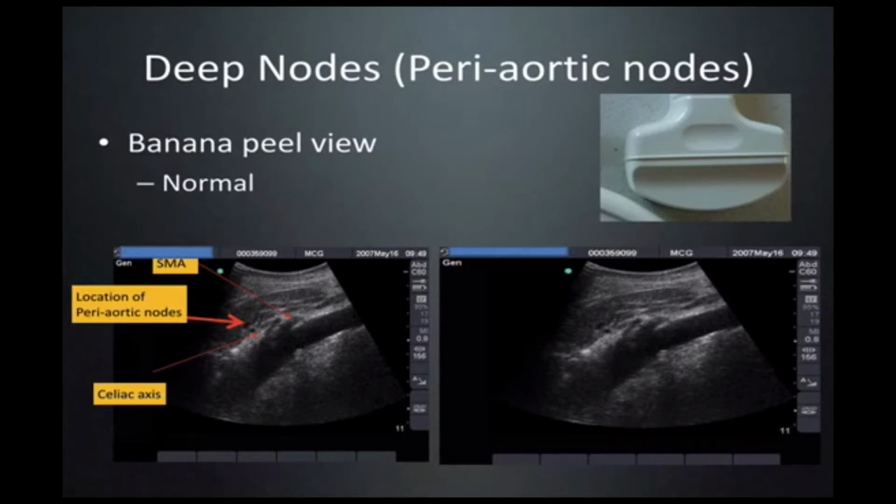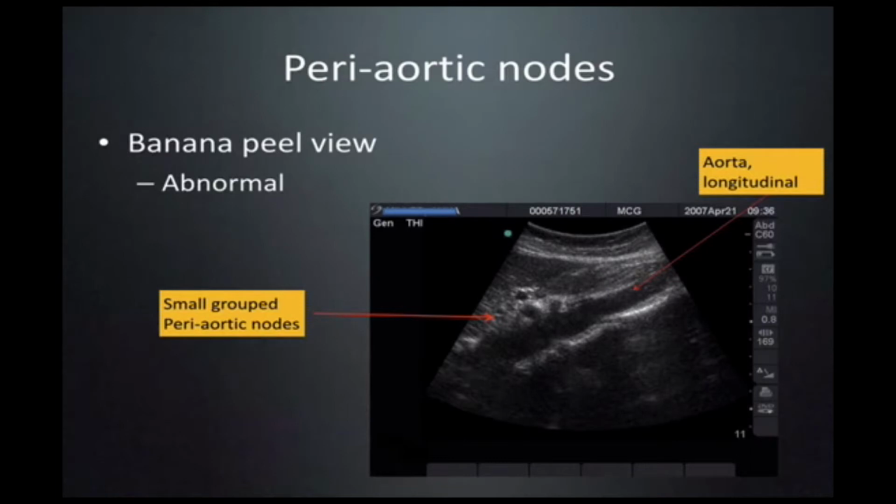If you see the aorta longitudinally, there will be two branches coming off that look actually like the peeling of a banana. The first one will be the SMA, or superior mesenteric artery. The second one will be the celiac axis. You can scan just above that area, and your peri-aortic nodes will be right above the celiac axis and superior mesenteric artery. This is a banana peel view of the aorta, and you can see it's abnormal.